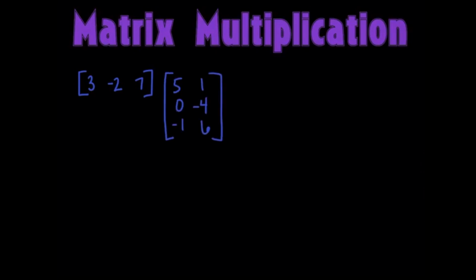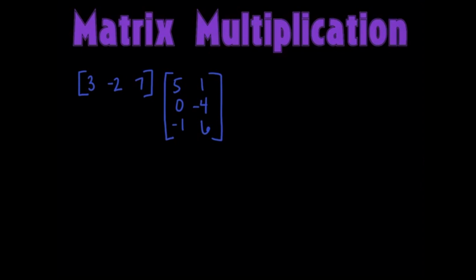For our mini lesson today, I'm going to show you the process of multiplying two matrices together. So in order to be able to multiply two matrices, you first need to be sure that you can. And so we're going to take a look at one that's possible, and I'm going to show you why it's possible. So we're just going to do the 1 by 3 matrix you see there, 3, -2, and 7, and multiply it by this 3 by 2 matrix that you see here.